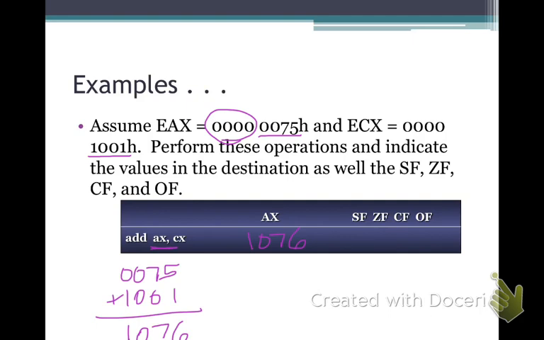So I look at this. The sign flag of the result is positive, so the sign flag will be cleared. It is non-zero, so the zero flag will be cleared. I did not have a carry out beyond the fixed length, so the carry flag is cleared. Signed overflow: I added positive to positive and got a positive, so that's what I should get. So that's what I'm expecting. Okay?